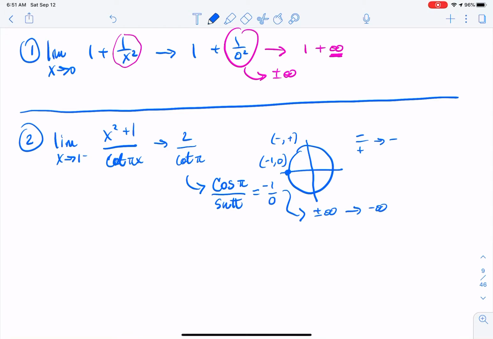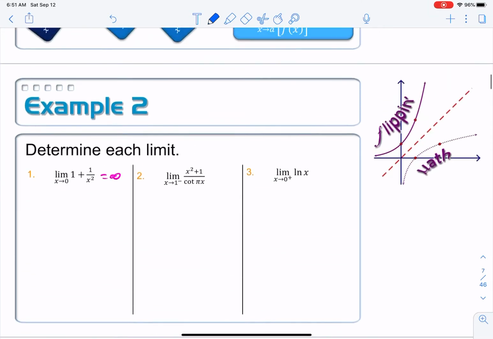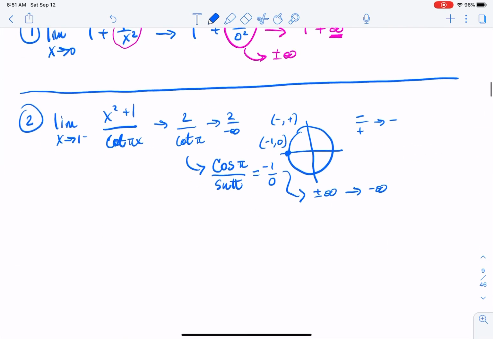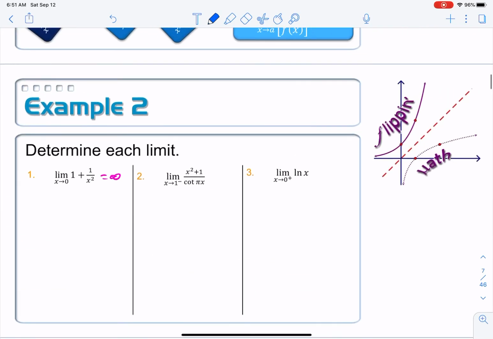So now let me explain why that really didn't matter, because we're taking 2 over negative infinity. It didn't matter if it was negative or positive. Remember, our quotient property right here says that that's going to approach 0. So back up here on this one, it is equal to 0.